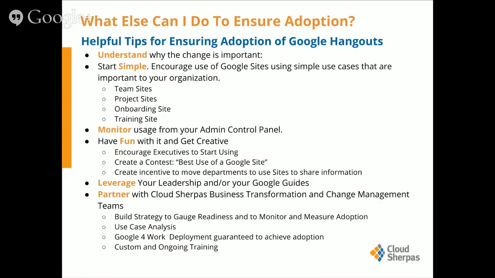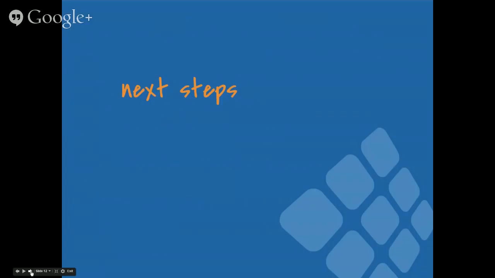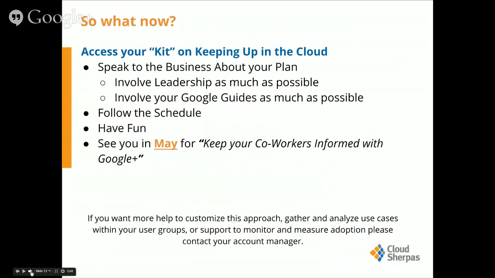Okay, so folks, that's your March and April adoption kit. So just a few next steps. What now? You can access your kit on Keeping Up in the Cloud, like Doug mentioned. So really start off by speaking to the business about your plan. You can involve your leadership as much as possible, involve your Google Guides as much as possible when you're rolling out this new adoption kit.